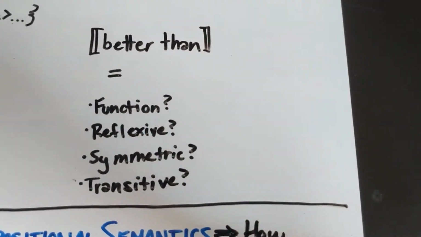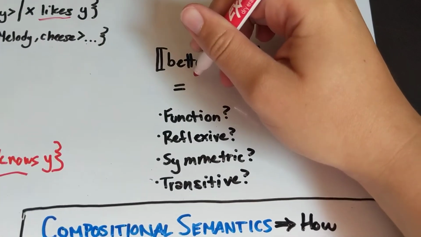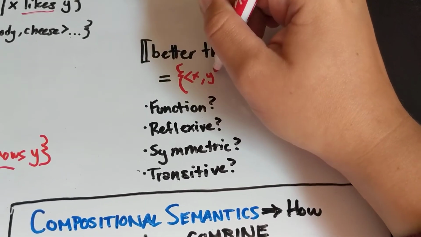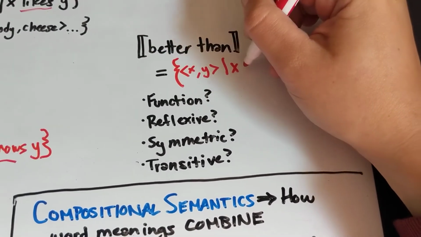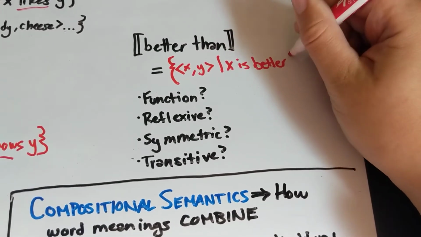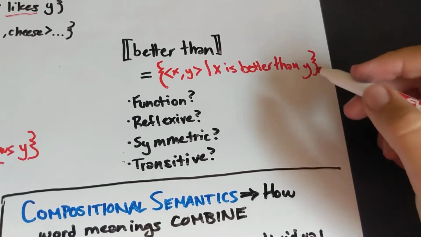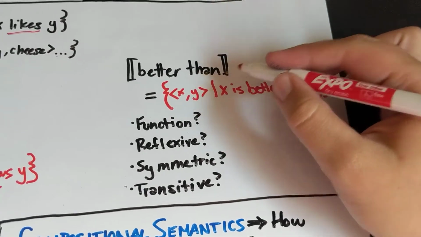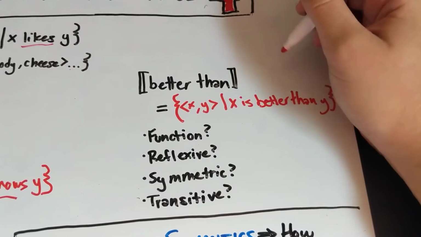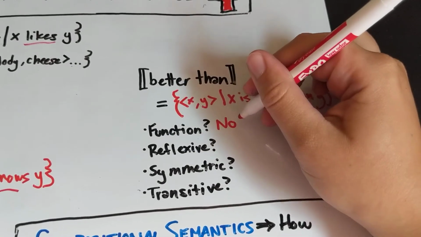We have this relation better than. So this isn't really a verb, but we can talk about it as a two-place predicate, right? So we have a set of pairs of things, X and Y, such that X is better than Y, right? Is this a function? Can Ravi be better than Melody and also better than Beulah? Yes, definitely. So no, this is not a function.